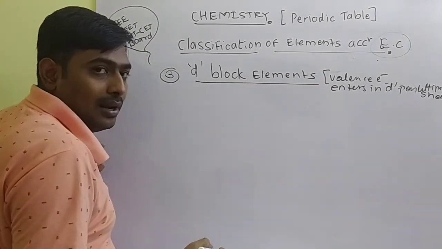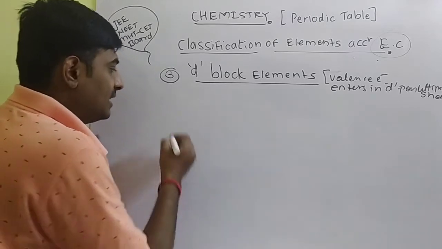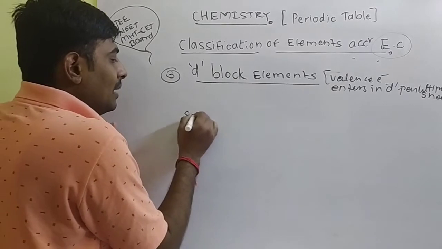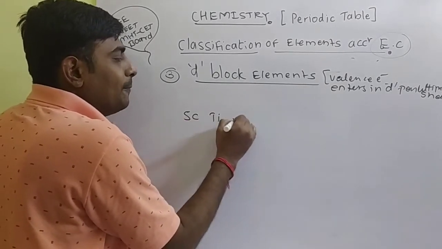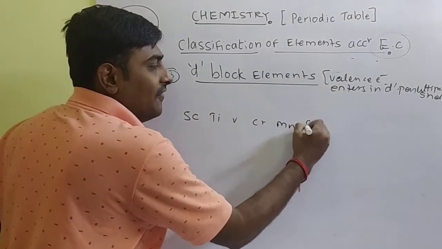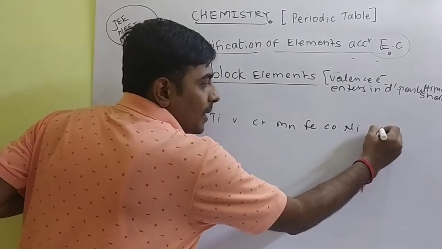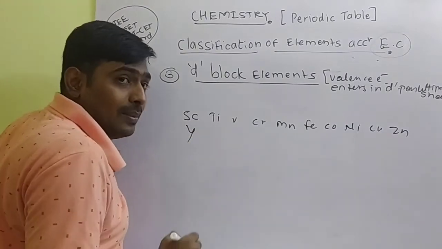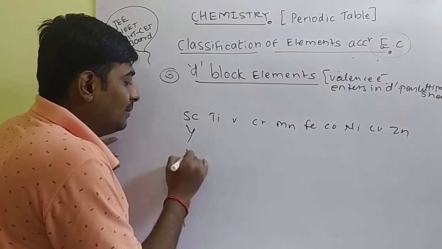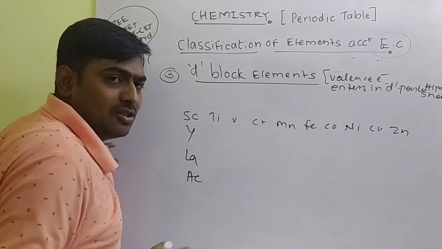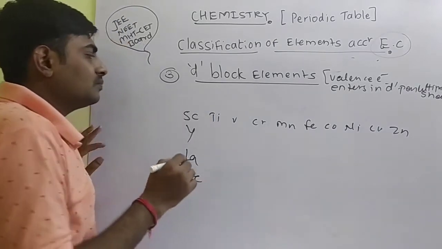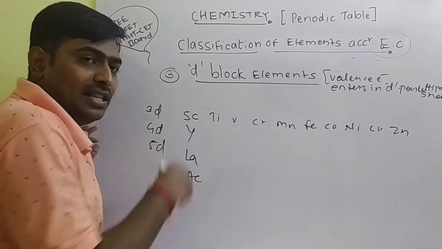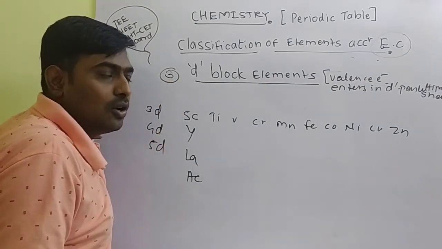Generally, d block elements are divided into different transition series: 3d series, 4d series, 5d series. The d block starts with scandium, titanium, vanadium, chromium, manganese, iron, cobalt, nickel, copper and zinc. This is your first, 3d series. After that yttrium is the element, after that lanthanum is the element, then actinium is the element. So these are the different d block elements: this is your 3d series, this is your 4d series, this is your 5d series. Like this, elements are classified by the different orbitals.